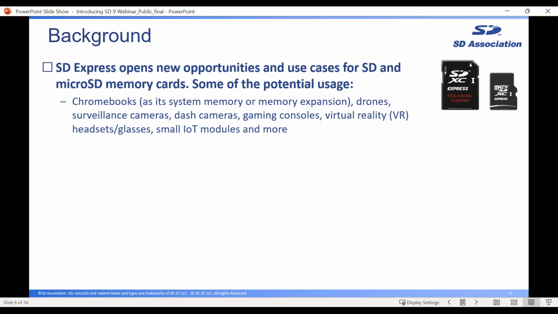In addition to the legacy SD UHS-I, it opens new opportunities for SD cards and products that may enjoy higher speed removable memory cards. Among those potential products, we see Chromebooks, drones, surveillance cameras, dash cameras, gaming consoles, VR, and small IoT devices, and more.